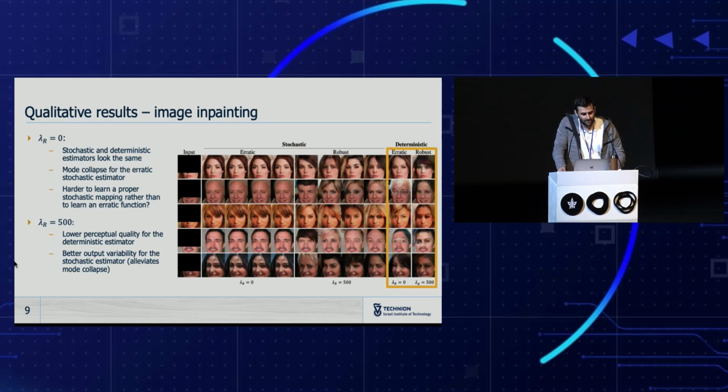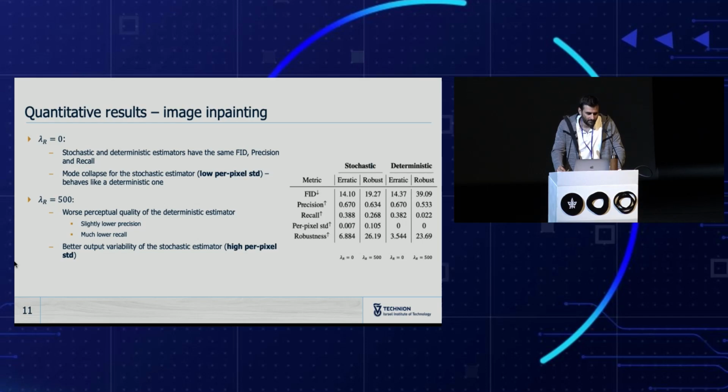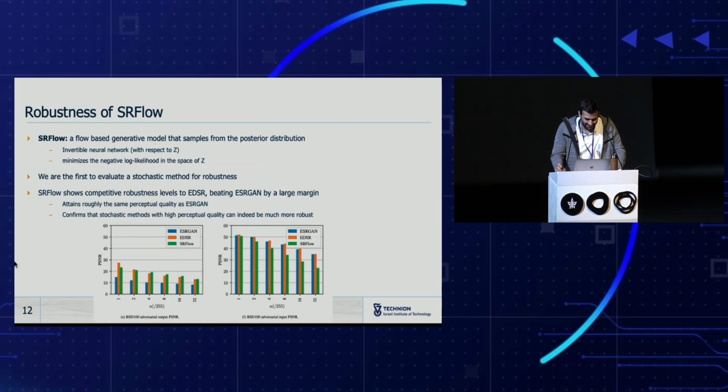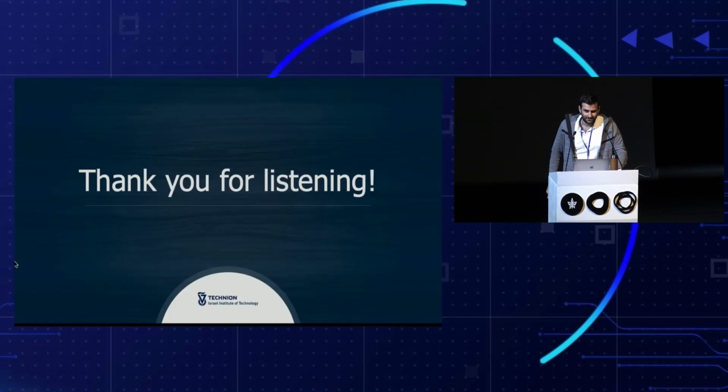Okay? By the way, here we see that applying the robustness penalty to these deterministic estimators is very, very bad because it hinders their perceptual quality. We get the very boring purple line, and this is why you shouldn't do that. But on the other hand, if you do that on stochastic mappings, it's good. It's even necessary in order to get the diversity you'd expect. Okay, so I'm going to skip the quantitative analysis because we are out of time. And thanks for listening.